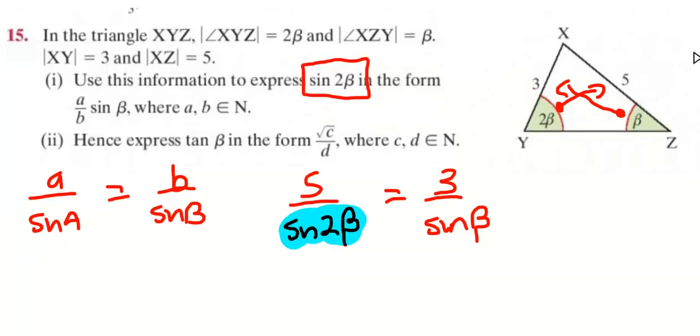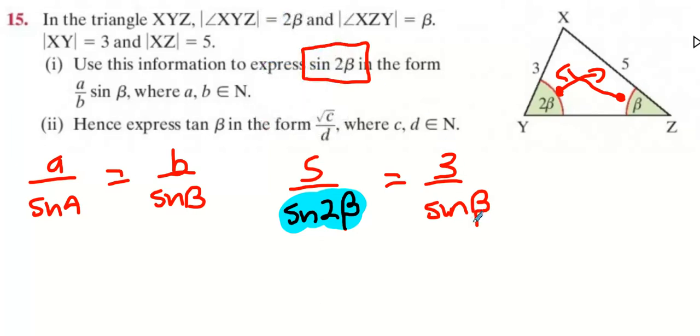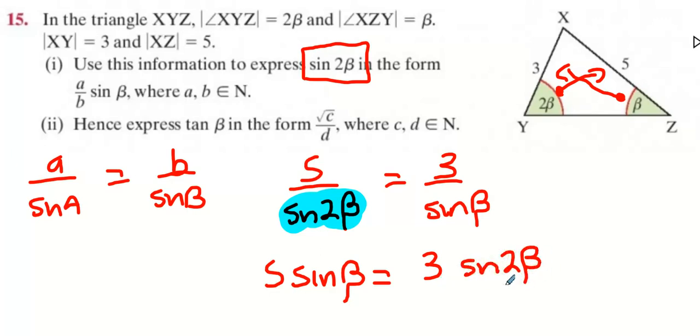So how do we fix that? Sine B is division on the right, which will make it multiplication on the left. Sine 2B is division on the left, which makes it multiplication on the right. The 3 is multiplication on the right, which will make it division on the left. Would everybody be happy with that? So what's A and B? A is 5, B is 3. You all good? Okay.